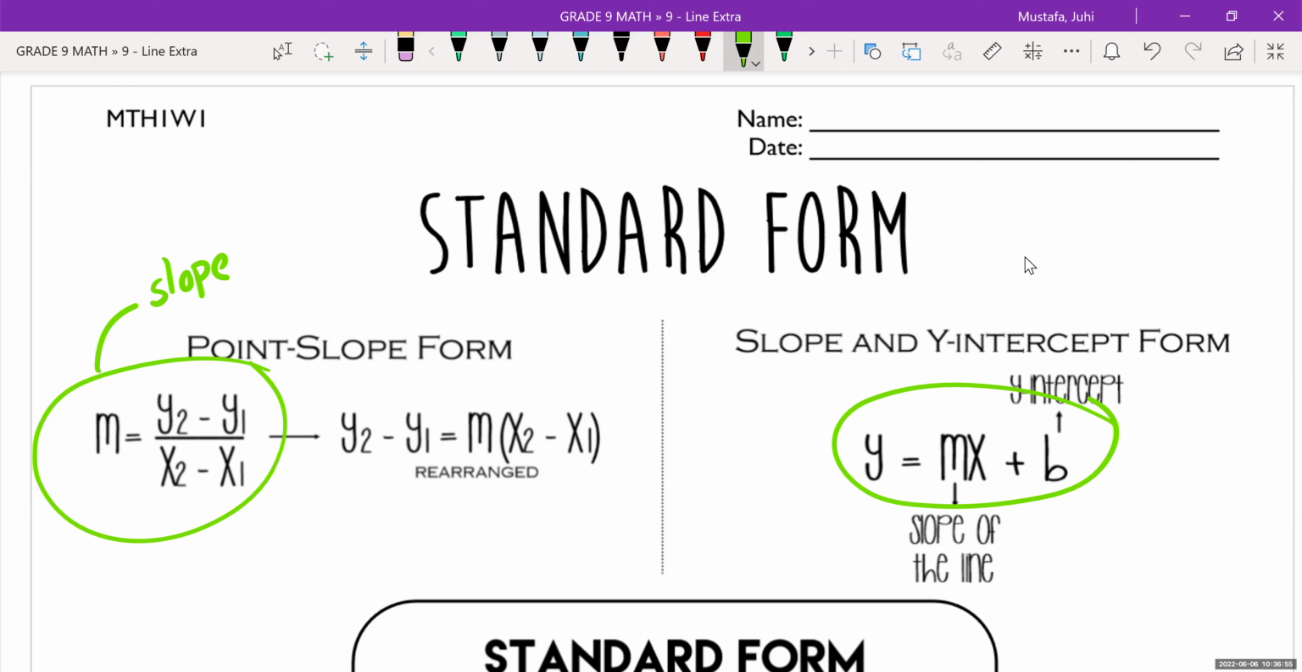Today, what we're going to do is we're going to learn something called standard form. And standard form is basically taking y is equal to mx plus b and just changing the order and writing it in a different way. So there isn't really a lot of math involved in it. It's more rearranging. Let me explain what standard form is, first of all.